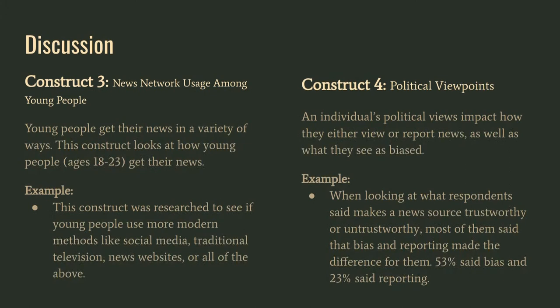Construct three is news network usage among young people. That looks at, again, the 18 to 23 age group and just sees how they get their news, because that was one of my questions, whether they get their news from television, social media, or news websites, or all three. And then my final construct was political viewpoints. This looks at how an individual's political viewpoints and biases impact their ability to see news and their ability, if they are a journalist, to report news.